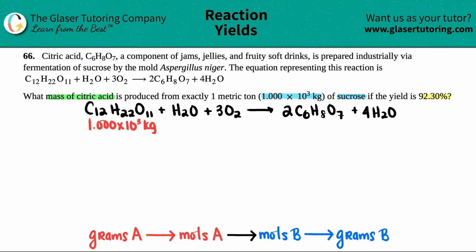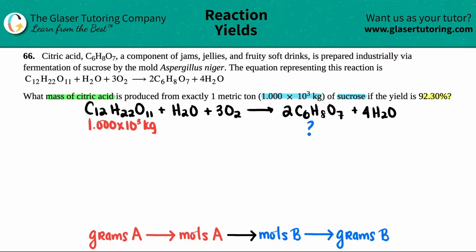And they're asking for what mass of citric acid. This is the citric acid. So I need to find out what the amount is of this, right? Now, when we're doing stoichiometry, I really don't like to use kilograms, especially when I remember my stoichiometry flow diagram as grams to moles to moles to grams. So the first thing I'm going to do is convert this into grams, right?